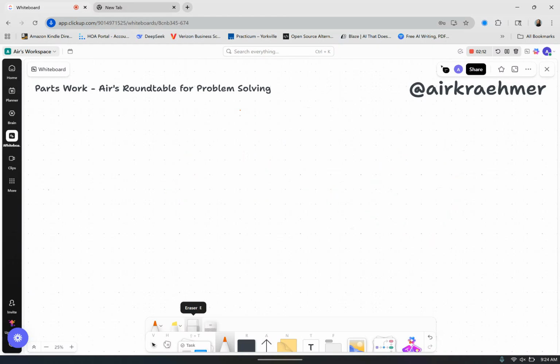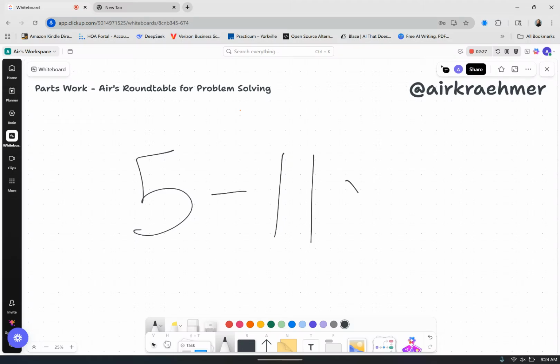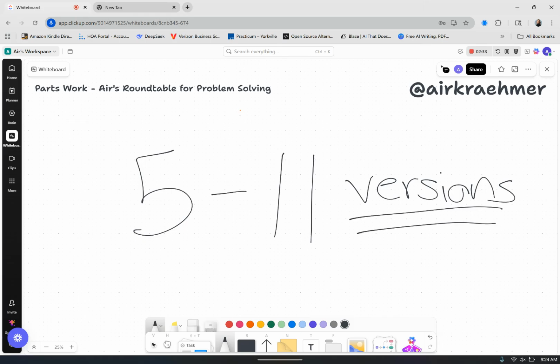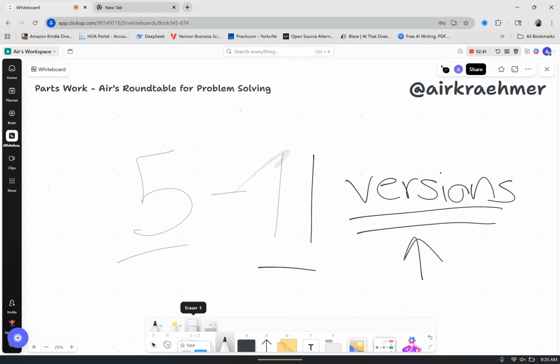Now, this is a little bit fun because it's not going to be anything quite like you're used to when it comes to problem solving. But essentially, there's going to be between 5 and 11 versions of you existing at one given time. Now, we just went over the versions, what that meant, but 5 and 11, that seems like a bit of a range. So let me explain that real quick.